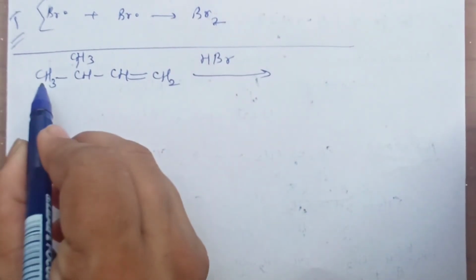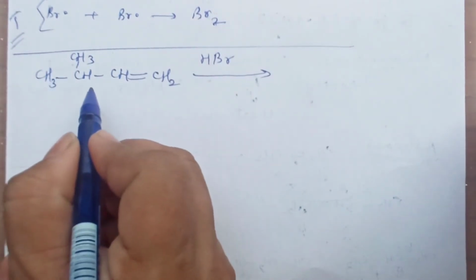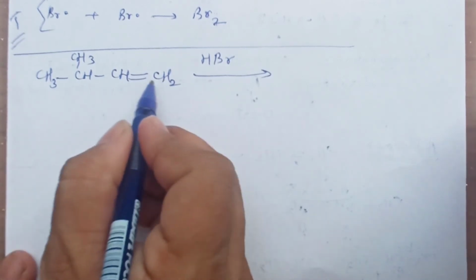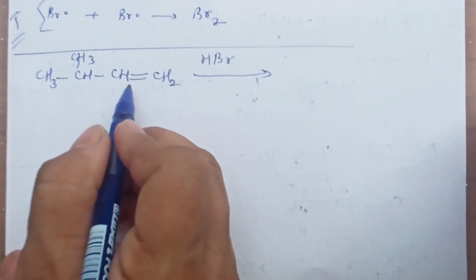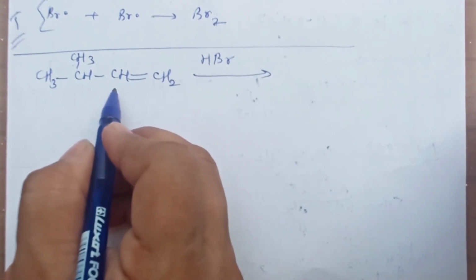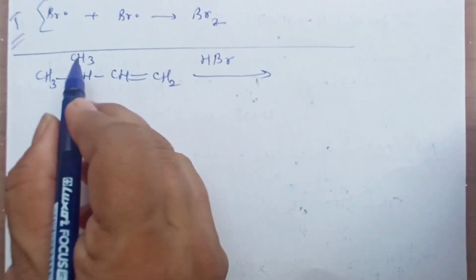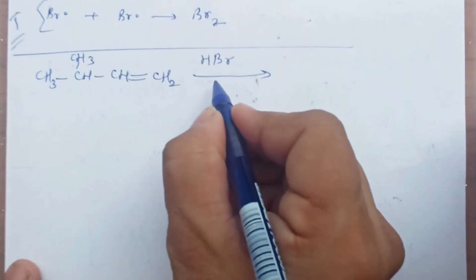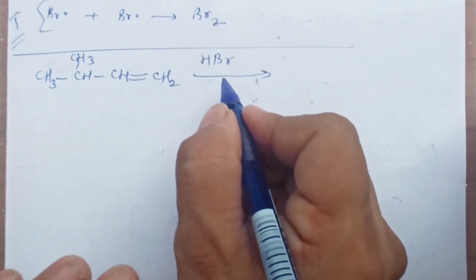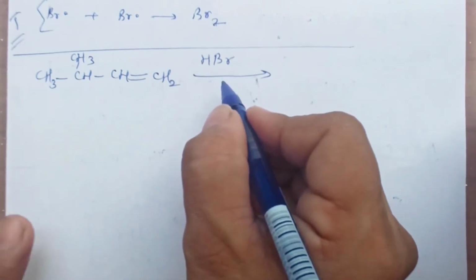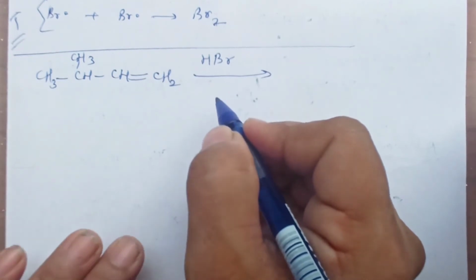Suppose, children, you are asked this alkene. It's a more branched alkene with a carbon-carbon double bond. It is of course an unsymmetrical alkene, and just adjacent to the double-bond carbon you have some more branches also. If it is HBr addition, don't think of anti-Markovnikov, it is just HBr, which means Markovnikov's rule only.